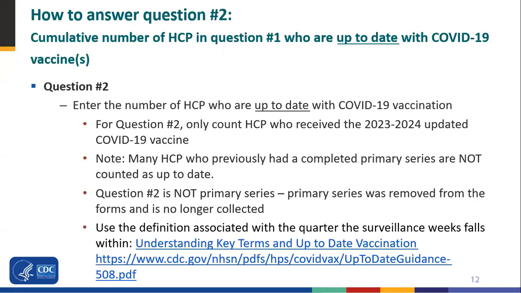Question number 2 asks for facilities to report the cumulative number of healthcare personnel who are up to date with COVID-19 vaccination, and you should only count healthcare personnel who received the 2023-24 updated vaccine. Please note that many healthcare personnel who previously had completed the primary series will not be counted as up to date. Question number 2 does not refer to primary vaccination series anymore, so please note that these data are no longer collected.